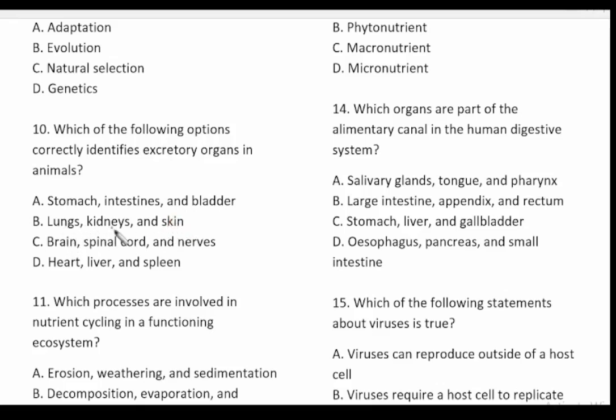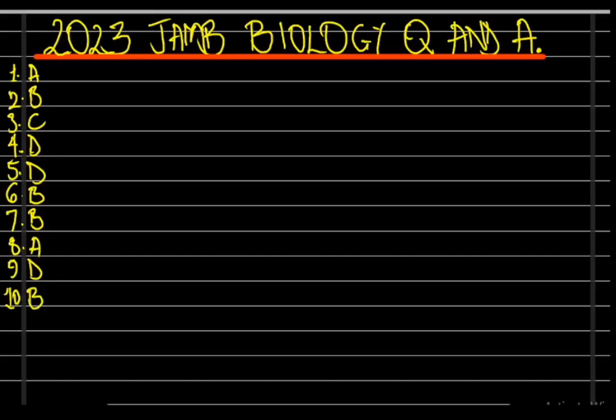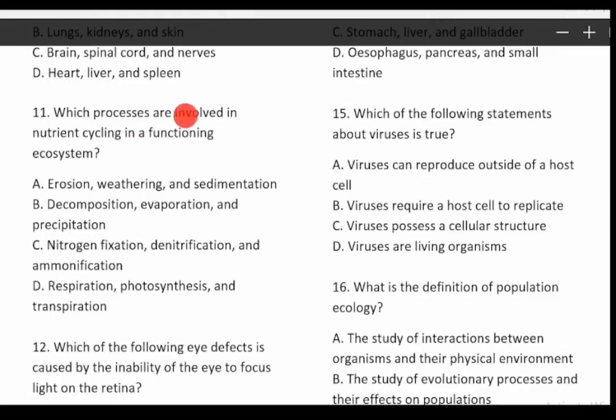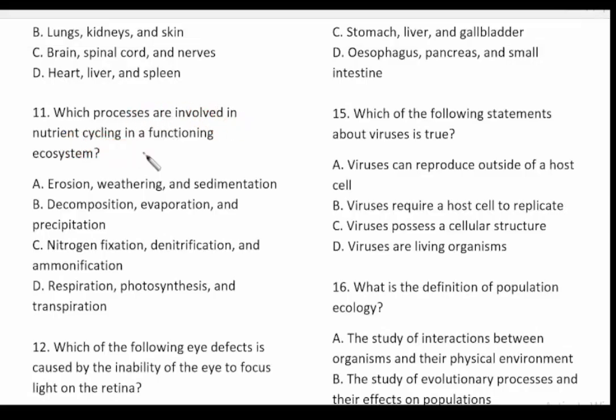So those are the organs that make or take part in the excretory system. So that is option B. So we'll move straight to question 11 now. Which processes are involved in nutrient cycling in a functioning ecosystem?